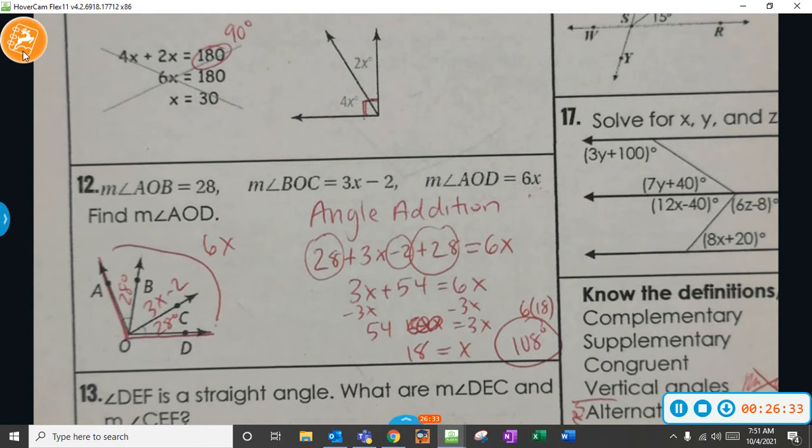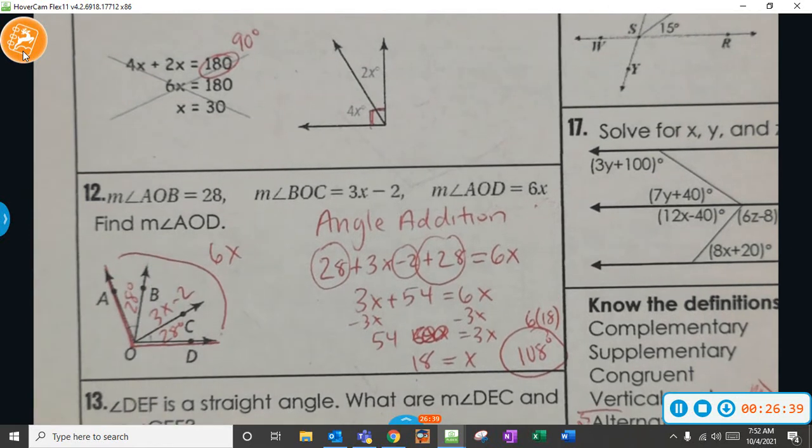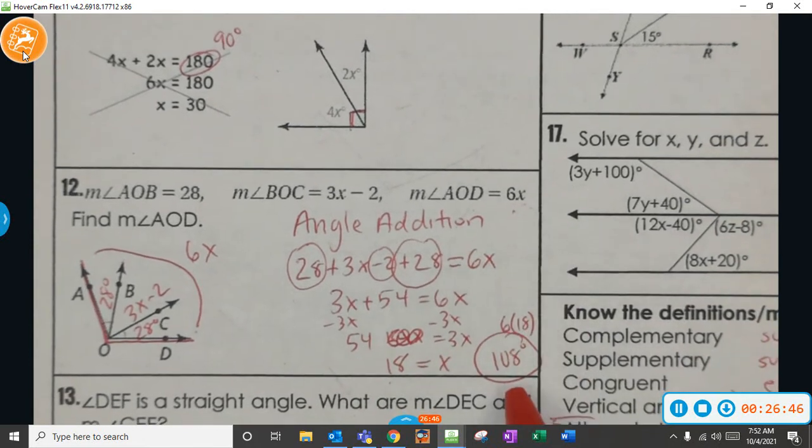Make sure on a test you always go back and answer what they ask. A lot of people get excited that they got x and it's a whole number and it looks like it's right. But make sure you read what they ask you. You have to go back and plug that into AOD's expression, which was 6x. So 6 times 18 gives you the 108.